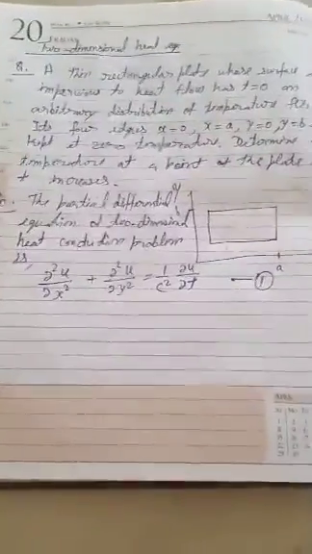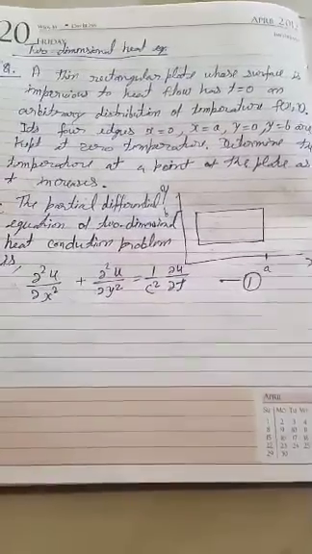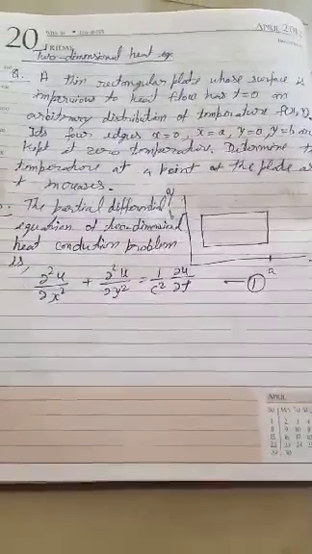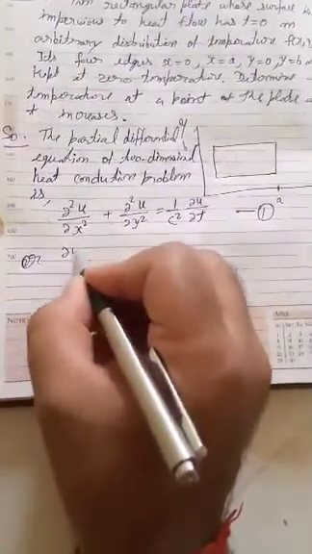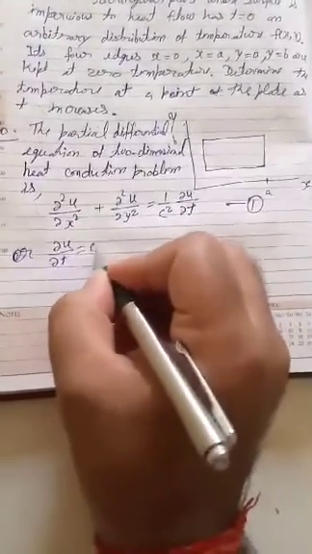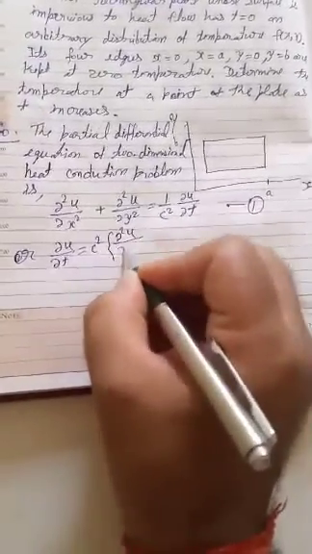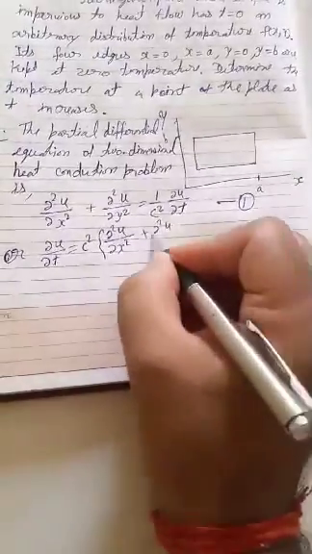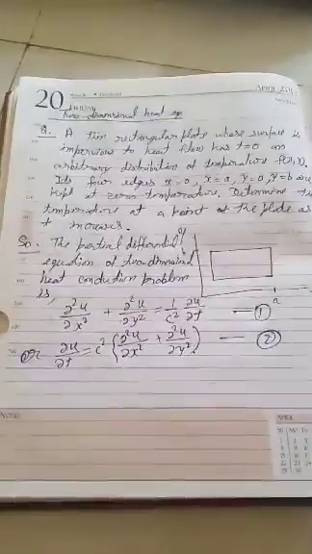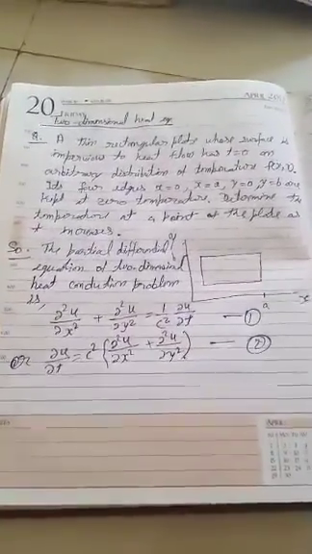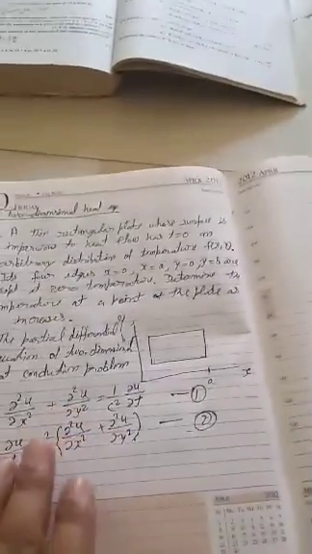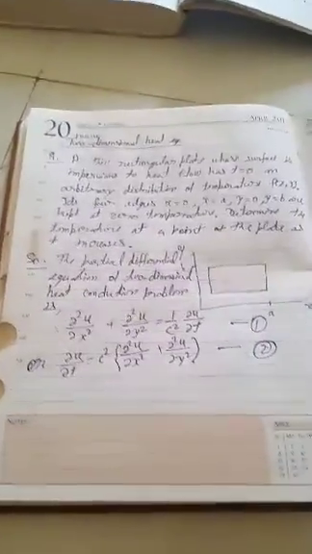By this equation, del 2u over del x square plus del 2u over del y square is equal to 1 upon c square del u over del t. This equation can also be written as del u over del t equal to c square times del 2u over del x square plus del 2u over del y square. There is no change from equation 1, only a change of representation, with the constant c square on the other side. So both equations are the same.